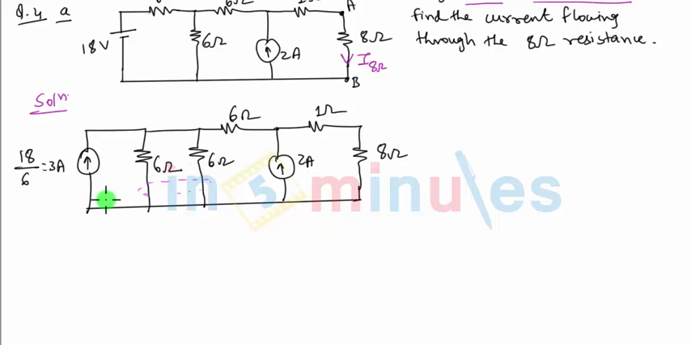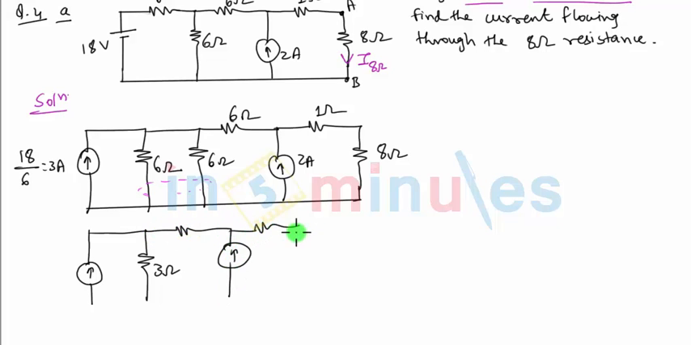So let's draw the next circuit now. I will show the current source as it is, and two 6 ohm resistance will be combined, and that will be my single 3 ohm resistance. The rest of the things will again remain unchanged. So this is 3 ampere current source, this is 3 ohm resistance, this is 6 ohm, 2 ampere current source, 1 ohm resistance along with 8 ohm in series.